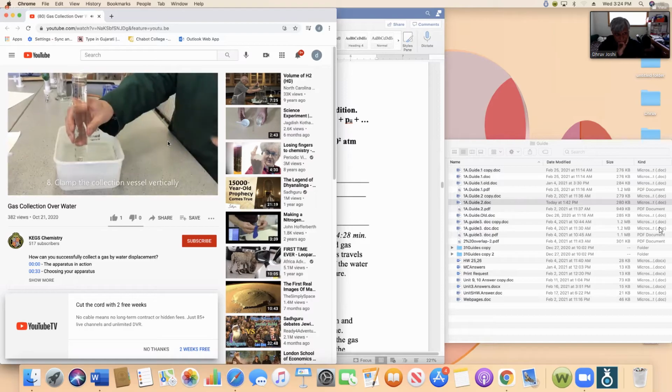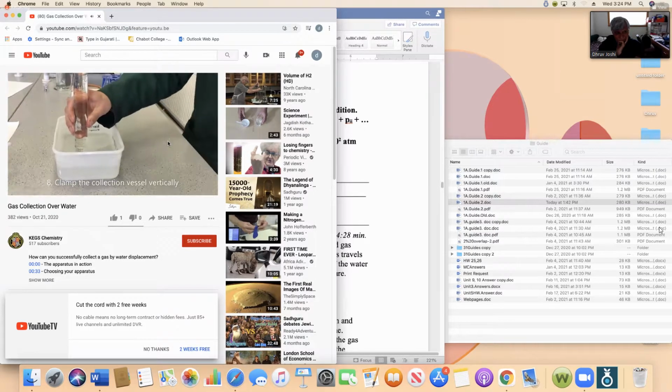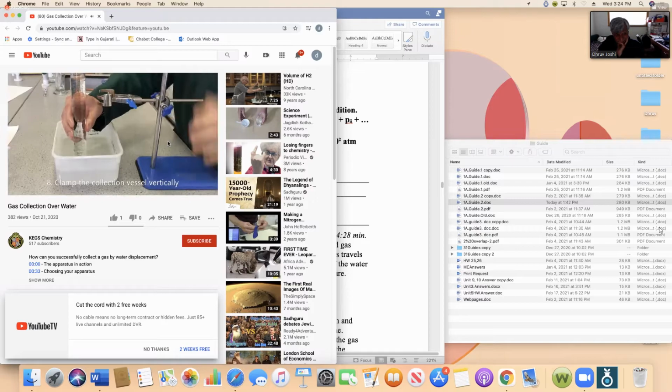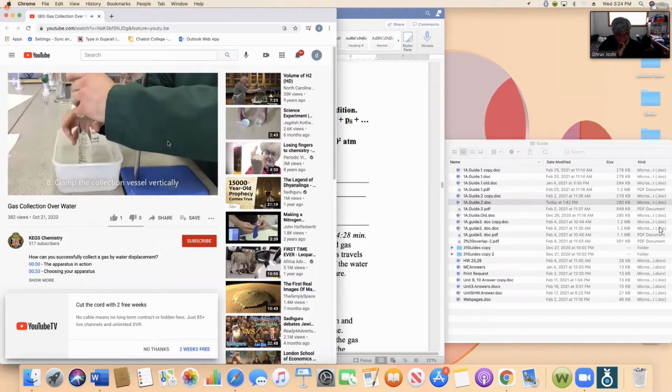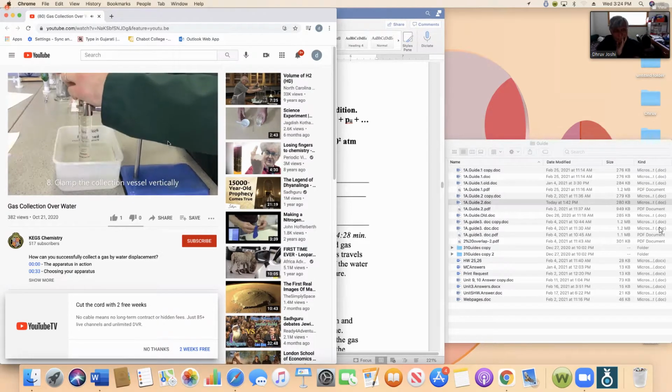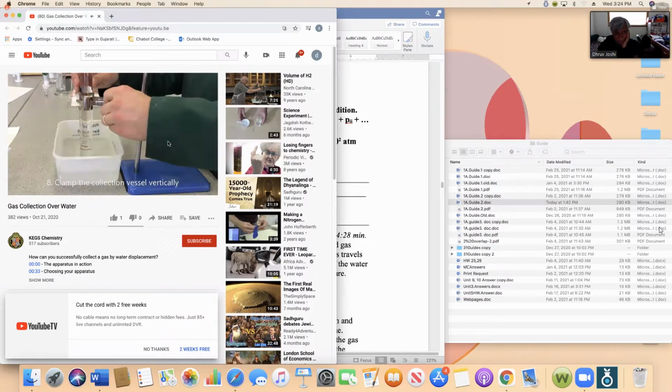So now the measuring cylinder is in the water, we need to clamp it in place. We can use a clamp for this purpose. We're going to lift our measuring cylinder up ever so slightly to make sure that we can fit the delivery tube underneath. Once you're happy that it's in place, you can just clamp it.